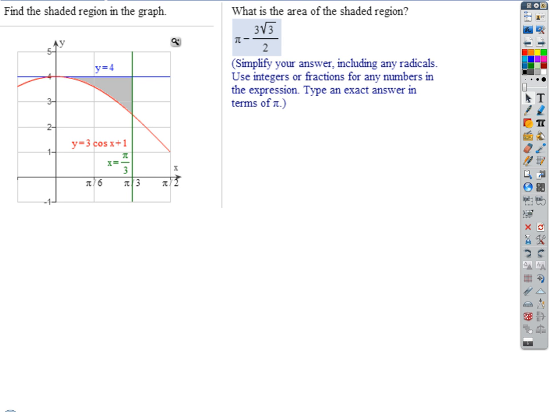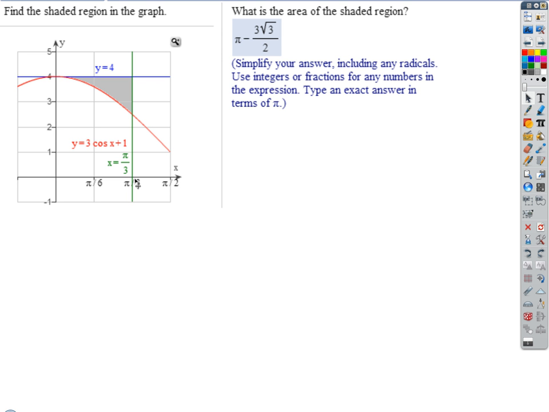Okay, so how are we going to do this? They want us to find the shaded region in the graph. How are you going to do that? Makes sense. Gotta use the function. Got to use the function, sure. Okay. So it looks like we're looking for an area that's going to extend from 0 up to pi thirds, right?